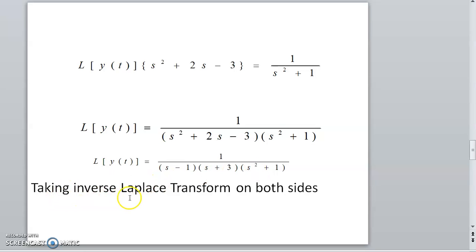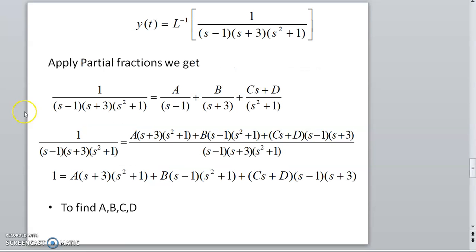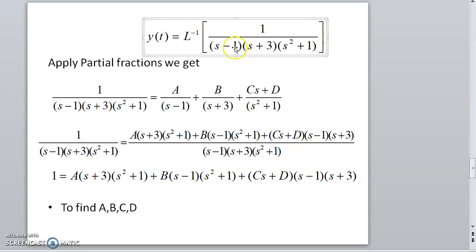Next, the third step, taking inverse Laplace transform on both sides. So L inverse of L of y of t equal to L inverse of 1 divided by s minus 1, s plus 3 into s squared plus 1. L inverse of L of y of t can be written as y of t equal to L inverse of 1 divided by s minus 1, s plus 3, s squared plus 1. We cannot apply this formula directly because the denominator factors exist. Therefore, to separate the factors, we apply the partial fraction method.